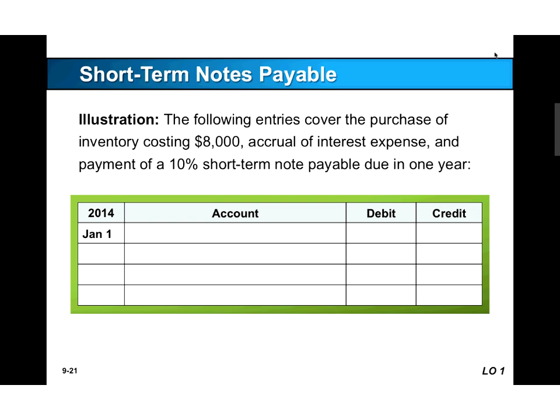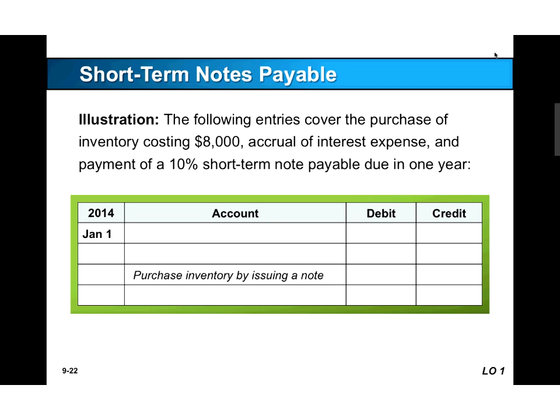Okay, so here's our example. This happened January 1st. On January 1st, a company purchased inventory costing $8,000. And then coming up, we're going to accrue interest expense, and then we're going to pay it off. So we have 3 journal entries: incur the note, sign the note payable, accrue interest, and then pay off the note. Those are the 3 entries.